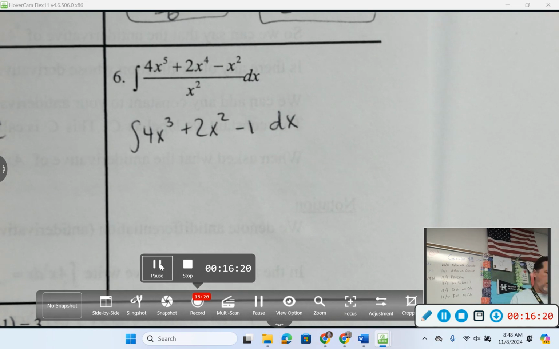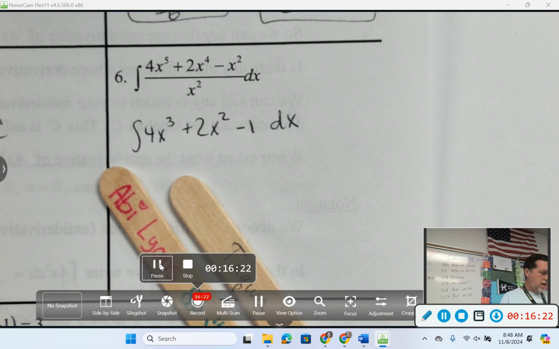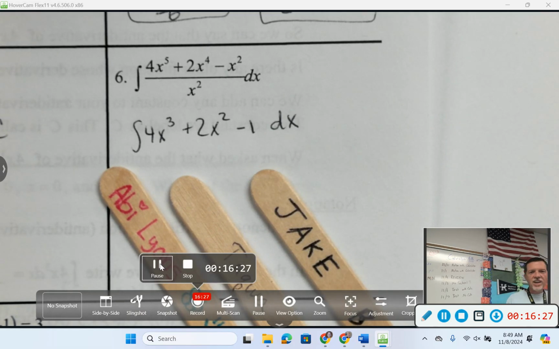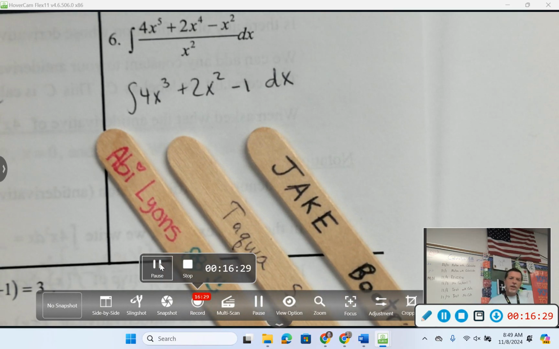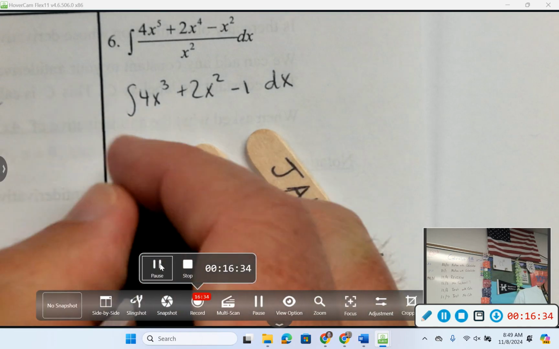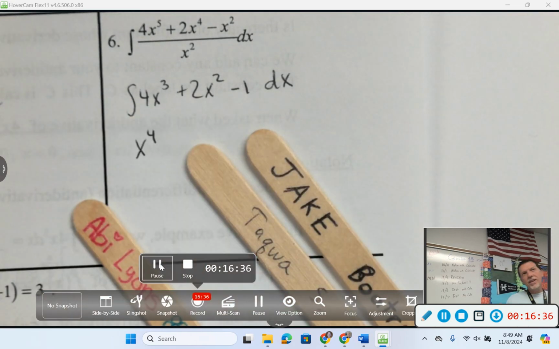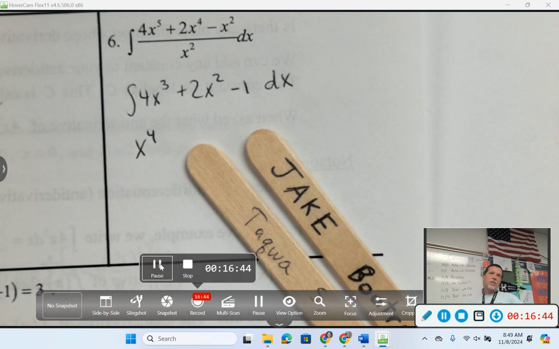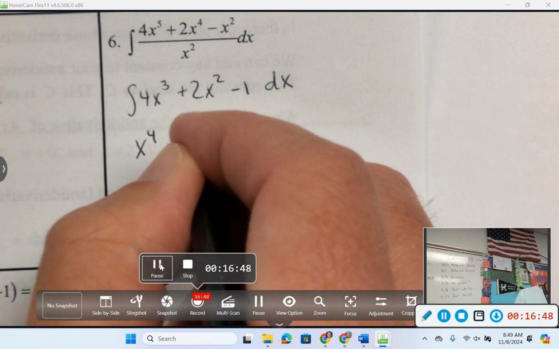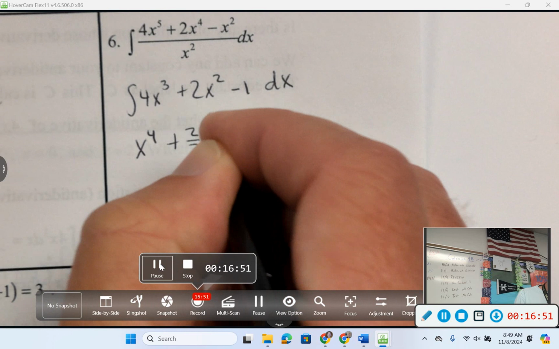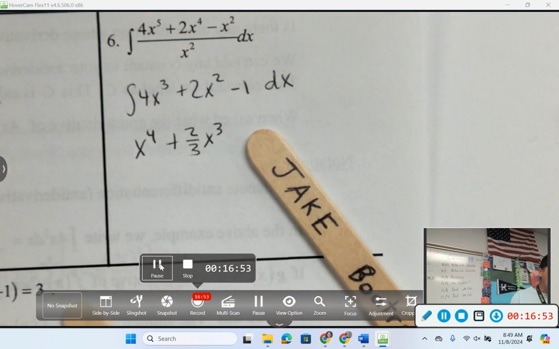Let's see here. Abby, Takwa, and Jake. Abby, how about the antiderivative of 4x cubed? X to the 4th. Okay, good. Abby did the steps in her head there, the divide by 4, but the 4 is canceled, so yes, x to the 4th. Takwa, how about the antiderivative of 2x squared? 2 over 3x cubed. Yep, increase the power by 1, divide by the new power.